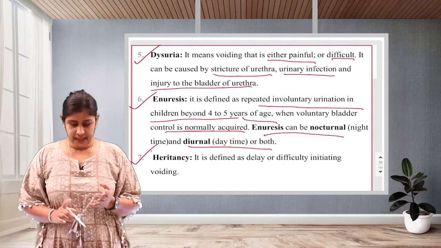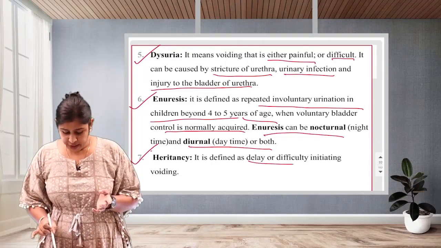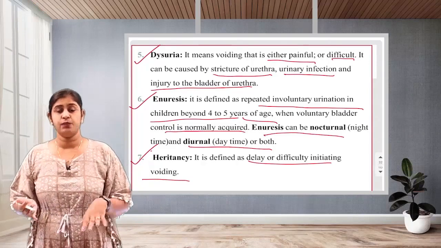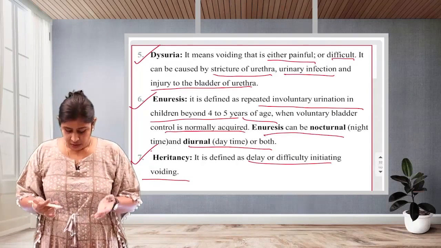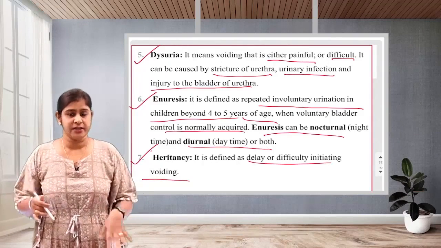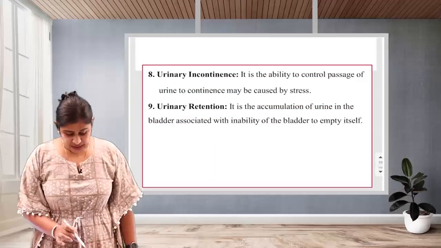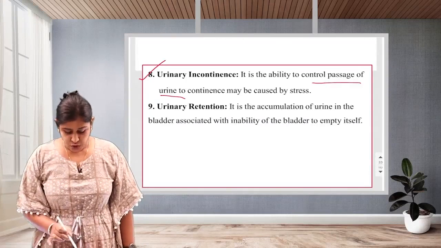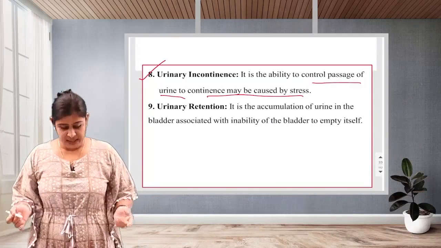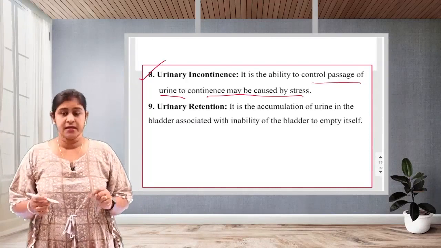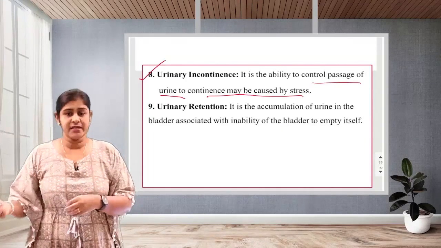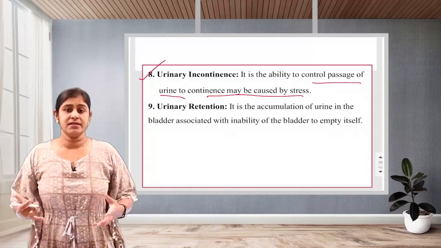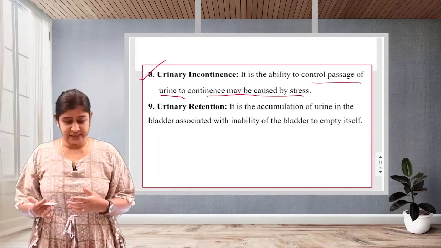Seventh is hesitancy. Hesitancy is defined as a delay or difficulty in initiating voiding. It refers to the state in which the person has delay or difficulty initiating voiding. Eighth is urinary incontinence. It is the inability to control the passage of urine, and it may be caused by stress.